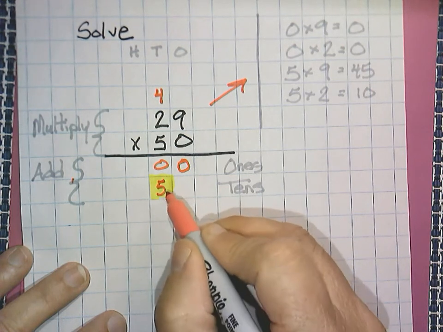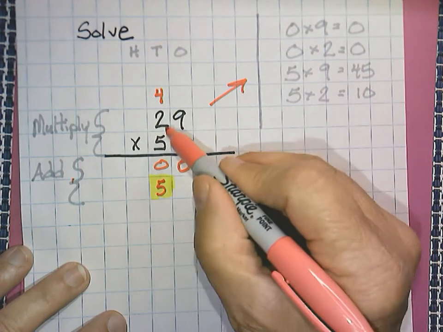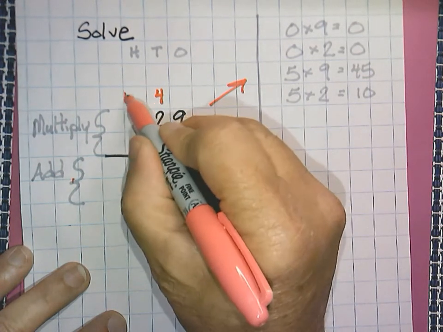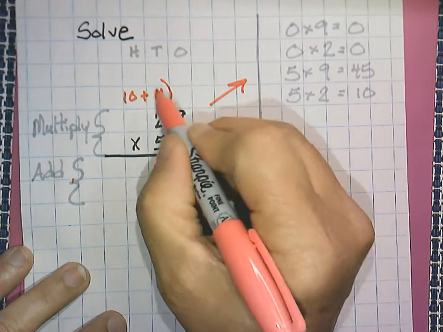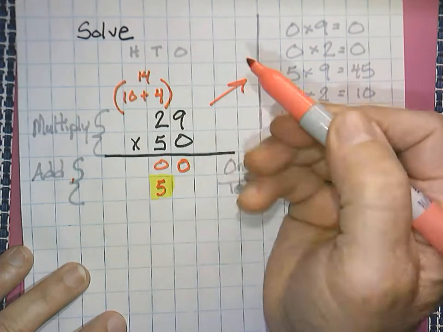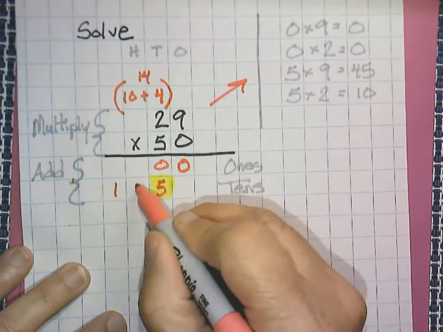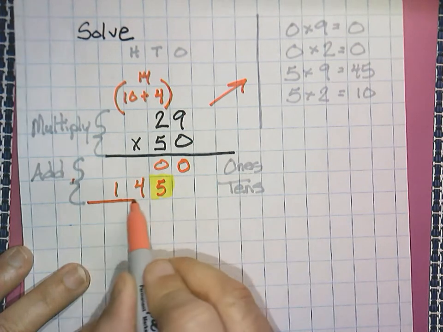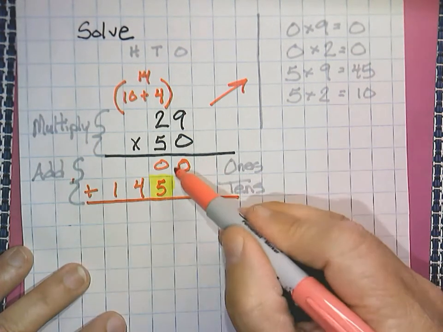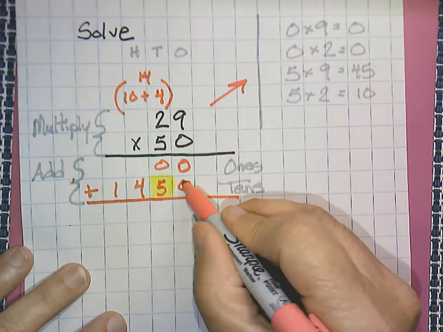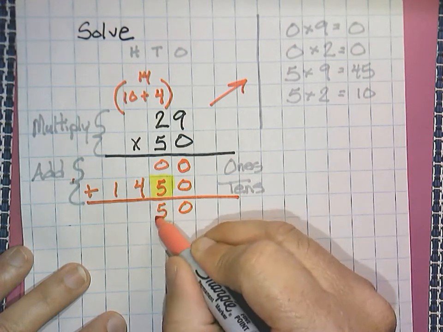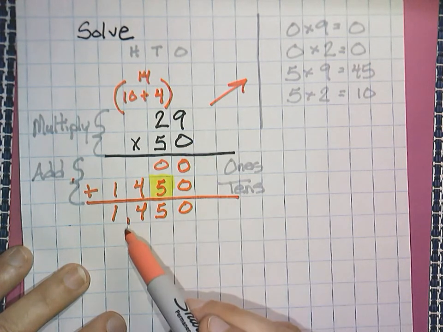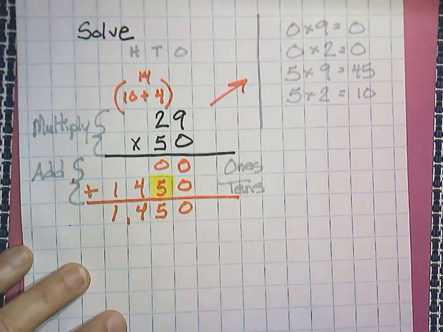As long as you do this step, I think you're going to be fine. And then 5 times 2 is 10. I'm showing that over here, but we have to add it to the 4. That would be 14, right? So, and then we're going to add these two numbers here. Again, I love the zeros, right? Put in your placeholder. I wish every problem was as easy as this one. And so 29 times 50 would be equal to 1,450.